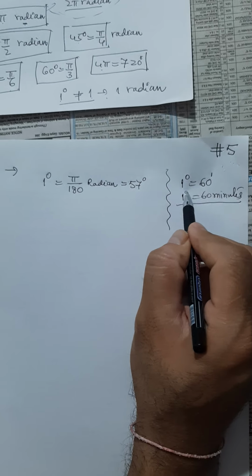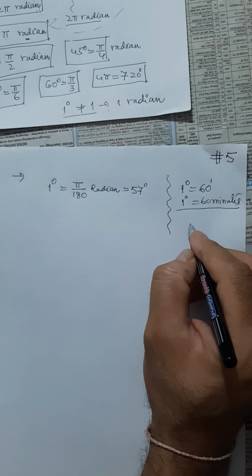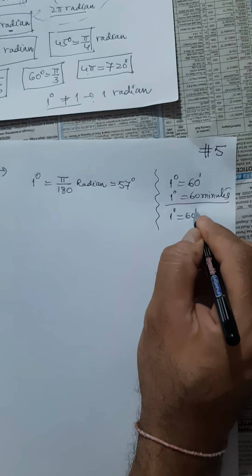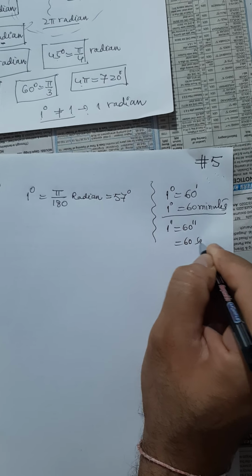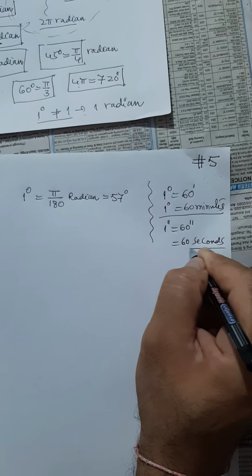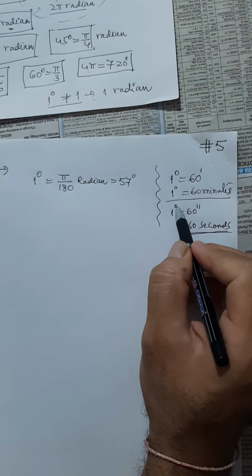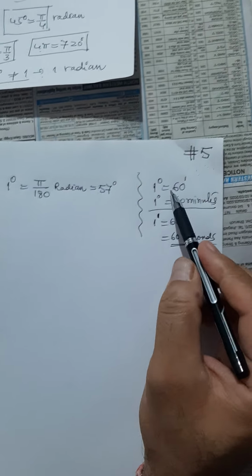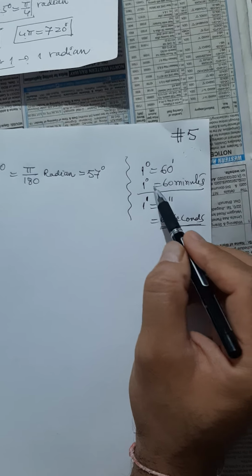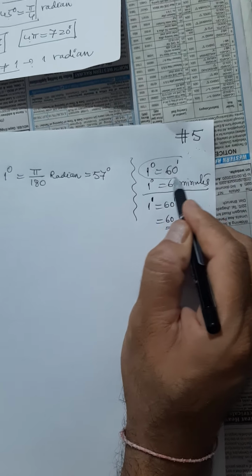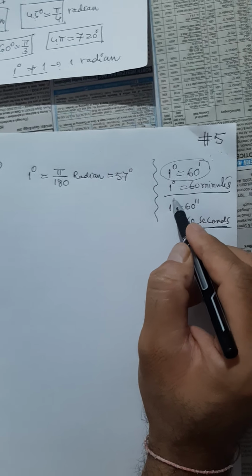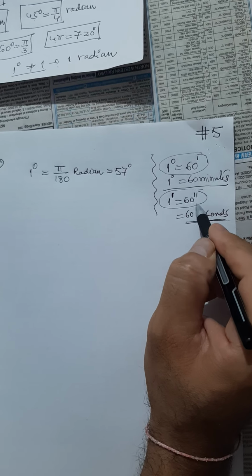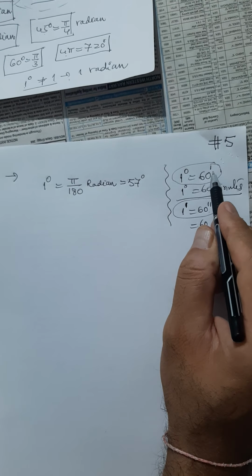60 minutes gives us 1 degree, which we denote by this. In the same way, 1 minute equals 60 seconds. So this is 60 seconds. The 60th part of a minute is called the second, and the 60th part of a degree is called the minute. So 1 degree equals 60 minutes, and 1 minute equals 60 seconds. We use the double dash and single dash notation.